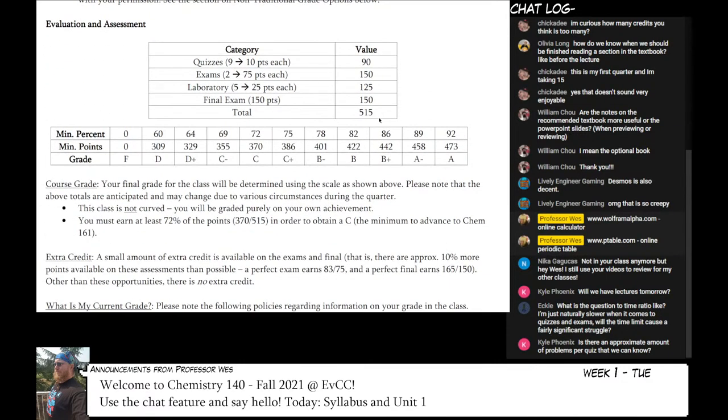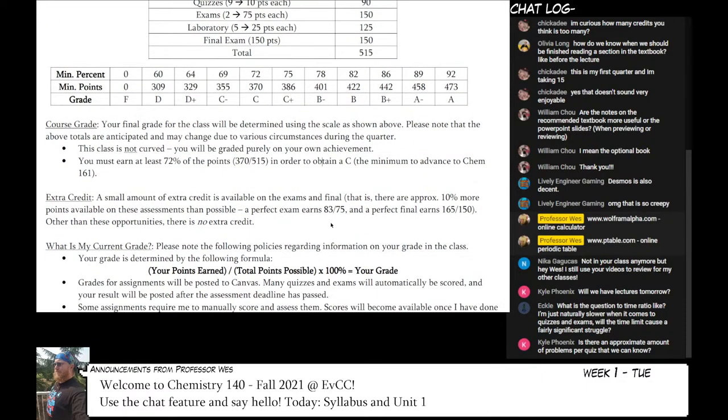This just shows you how the points are broken down for this class. I will try to stay as close to this as I can. 72% is the minimum for a C. 90% is the minimum for an A. Again, you can check your score at any time on Canvas.